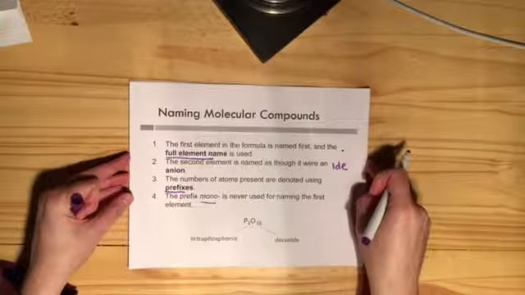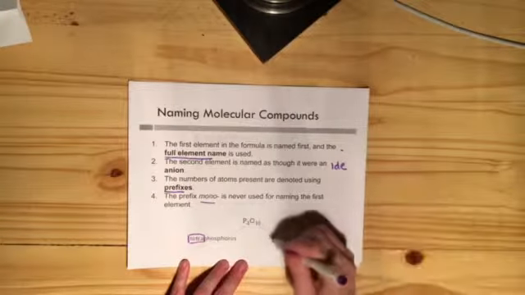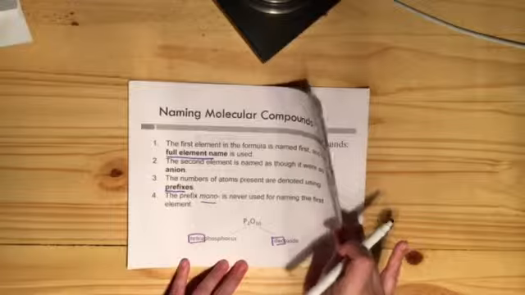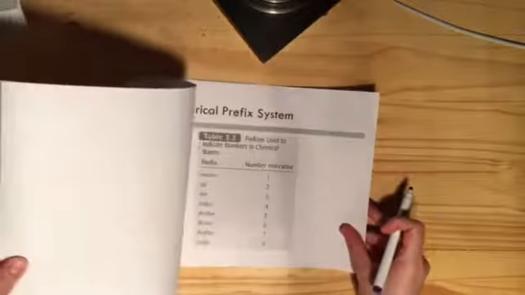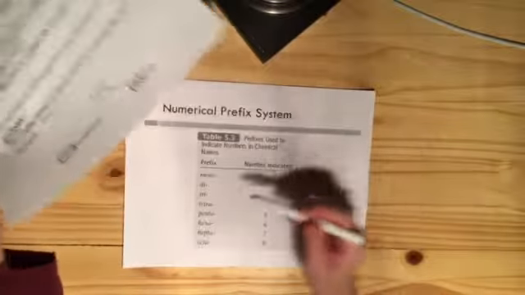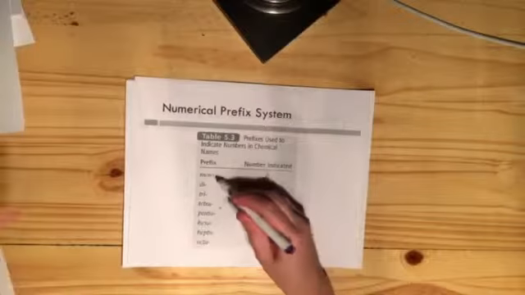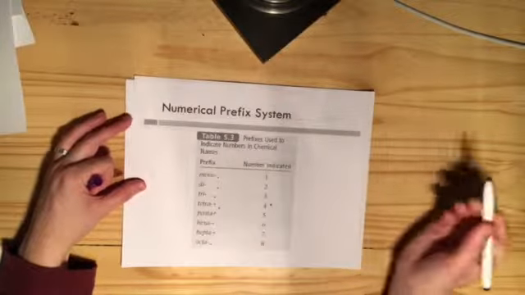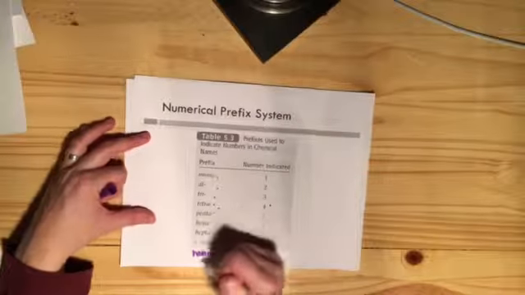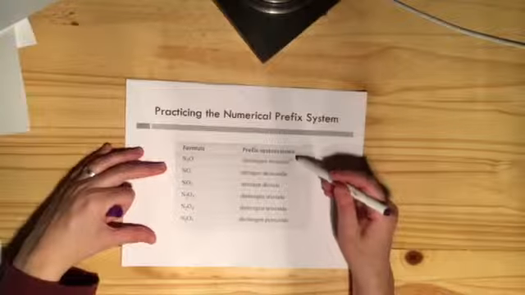The best way to learn this is just to look at it in practice. P4O10 would be tetraphosphorus decoxide. What we're doing here is using prefixes. For 4 and 10, tetra is 4, and 10 would be deca. So tetraphosphorus decoxide. And so mono, di, tri, tetra, penta, hexa, hepta, octa. And then nona or deca. We use those prefixes.